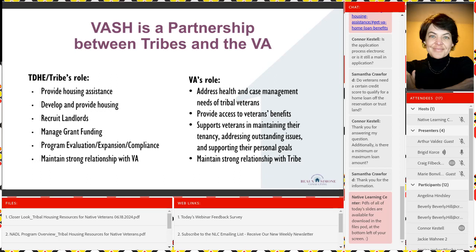So there's a two-step process in eligibility. One is on the housing side for the rental assistance and the housing part. And the other eligibility piece is the clinical determination that somebody needs case management and supportive services to remain housed on the VA side. So both sides are tasked with maintaining a strong relationship.